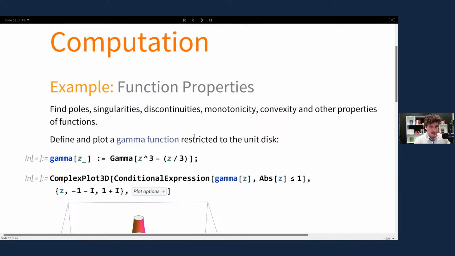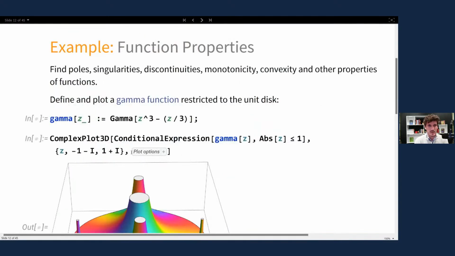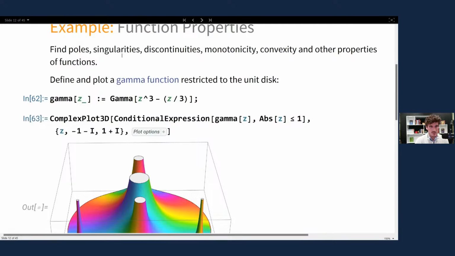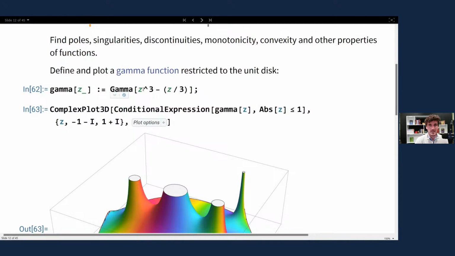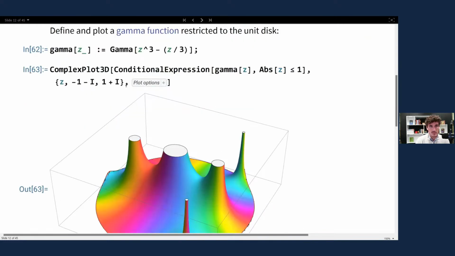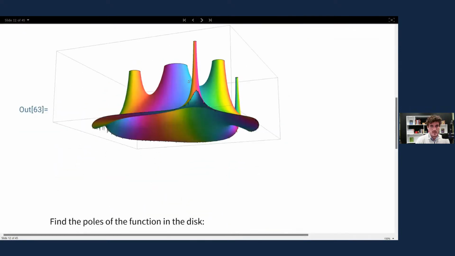So here's a gamma function that we're going to define and then restrict to the unit disk on a 3D complex plot. We've defined a function gamma of z, which just uses the Gamma function. Notice the capital G here, but it gives it an argument of z cubed minus z over 3 instead of just z. This is kind of similar to how we've used ComplexPlot3D and defined a unit disk here. It's similar to how we defined our contour in the ContourIntegrate example. Okay, so this is our function.